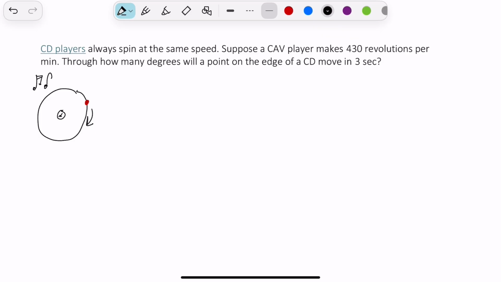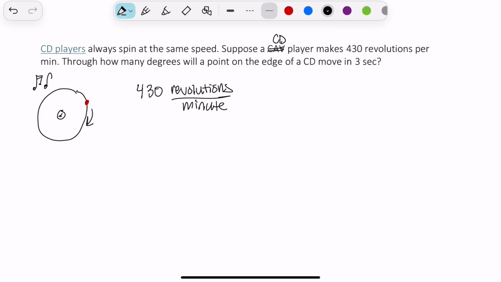So we're told that this CD player, yeah, and this is a typo here, excuse me. Go ahead and fix that in your notes if it's not fixed already. So suppose the CD player makes 430 revolutions per minute. So 430 revolutions per minute.